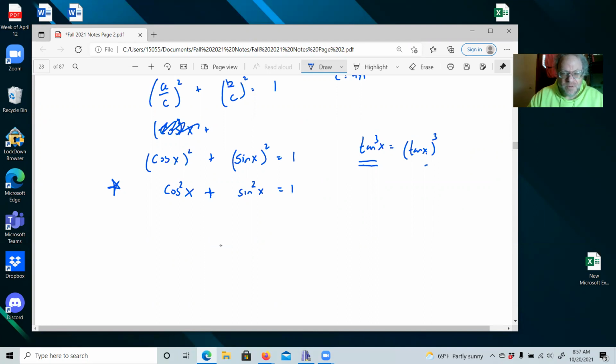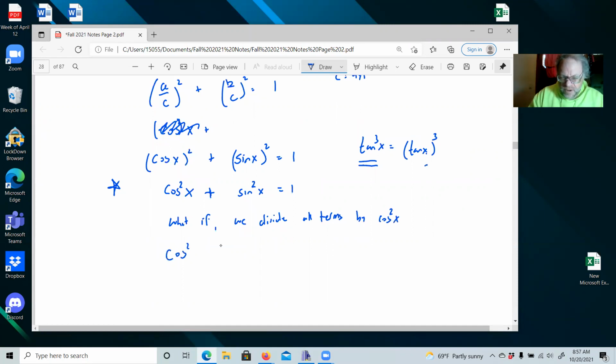This is a formula you're memorizing for life. Okay, there's 2 more. What if I divide everybody here by cosine? What if we divide all terms by cosine squared?